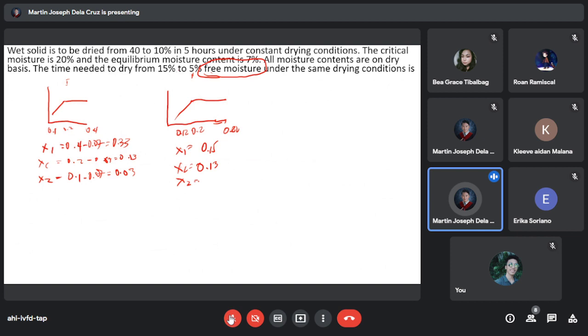0.05 class. Okay? So if we try to solve it, class, your total drying time here is 5 hours. And then your equilibrium moisture is 7%. Okay, so 5 hours is equal to Q over ARC times your 0.33 minus 0.13 plus 0.13 ln 0.13 over 0.03 class. So what did you get here? I got here.